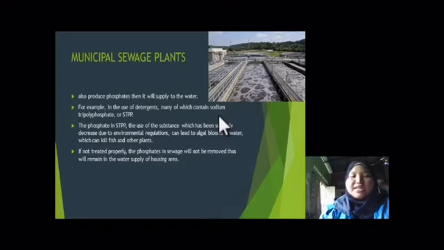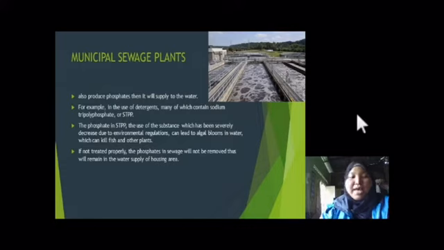The phosphate in the STPP, the use of which has severely decreased due to environmental regulation, will lead to algae bloom in water and can also kill fish and other plants. If this STPP from the detergent is not treated properly, phosphate in sewage will not be removed, and thus will remain in the water supply of housing areas.